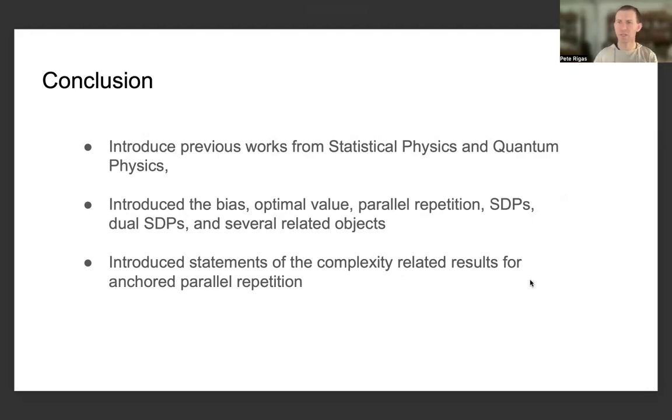Okay, and so the conclusion that I wanted to end with was that we were introducing previous works from statistical physics and quantum physics and establishing several types of connections. We were introducing the bias and optimal value, parallel repetition, SDPs, and dual SDPs and several related objects. And this was allowing us to introduce some statements through complexity-related results for anchored parallel repetition.